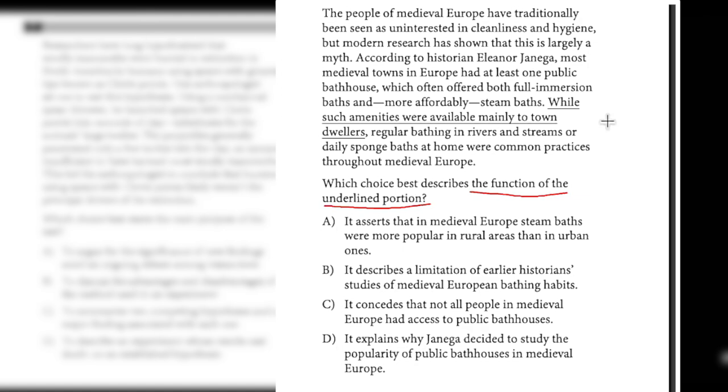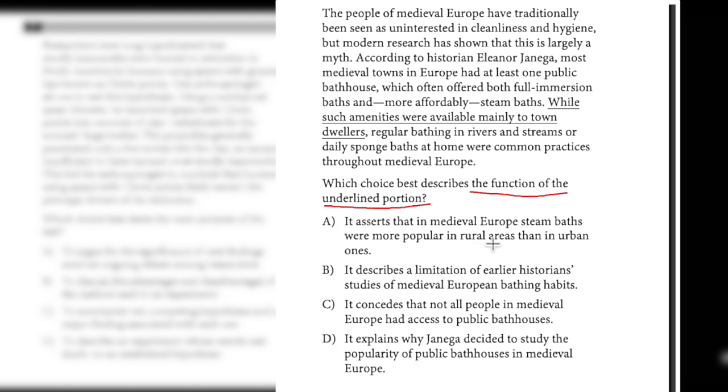So basically, it sounds like this underlined portion is functioning to say that these fancy things, steam baths, baths, anything other than bathing in the river, were mainly available to people who lived in town versus people who lived elsewhere. That is going to be my anticipation. I want to see if I can get away with not reading the rest of this. It asserts that in medieval Europe, steam baths were more popular in rural areas than urban.